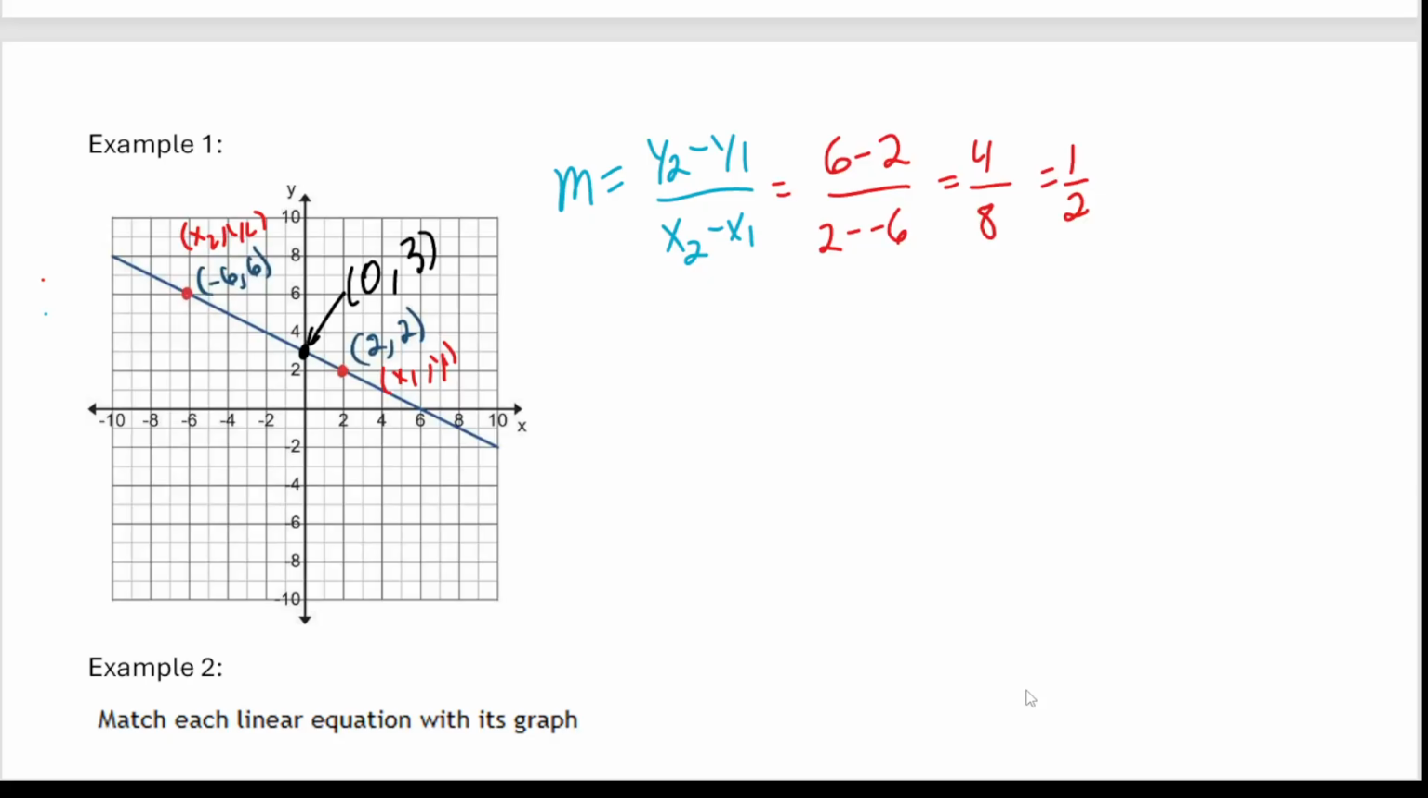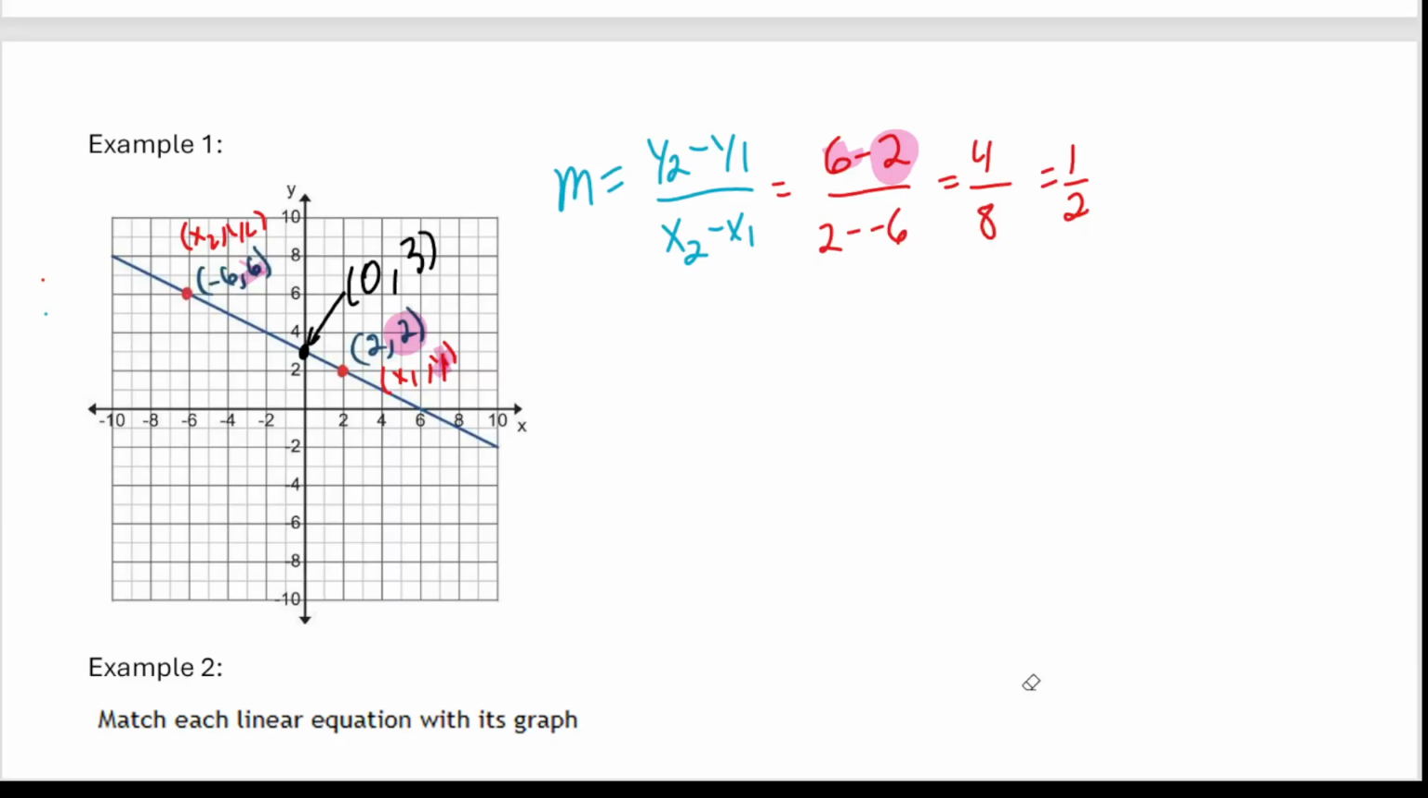So let's see if we can go ahead and find our mistake, because that's not what we should have gotten, right? So y2 is indeed 6, and that was correctly labeled, and that was our first point. y1 was indeed 2, and that was correctly labeled. That was our second point.